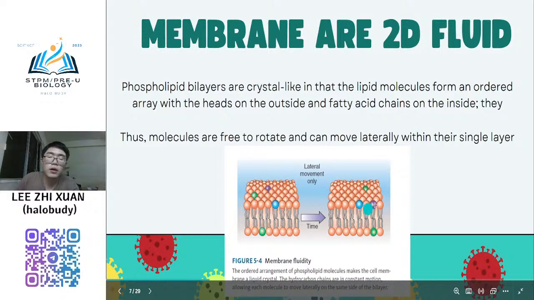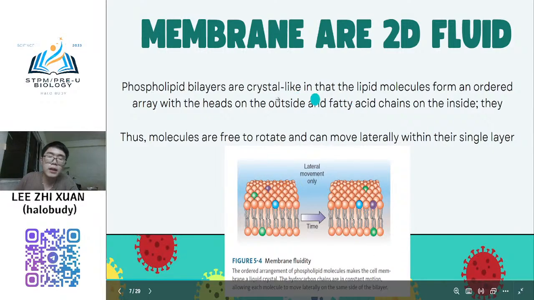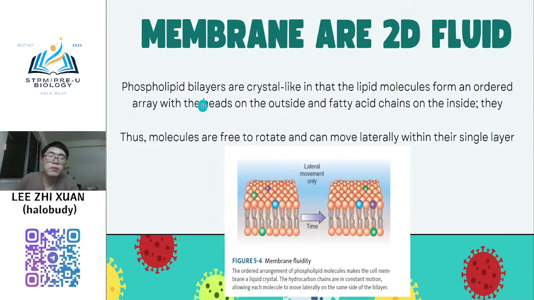Normally, because of the properties of the hydrophobic region, it can become a crystal-like structure. Crystal-like structure because it contains hydrophobic and hydrophilic regions. So that is why it can become a crystal-like structure, and also it is arrayed with the head and outside of the fatty chain. Okay, so this is the explanation about the fluid.